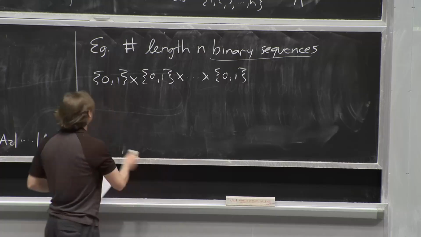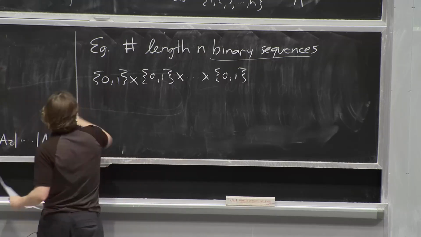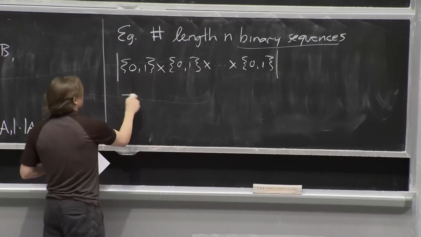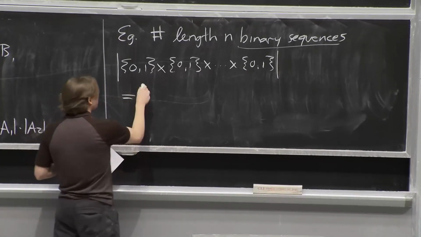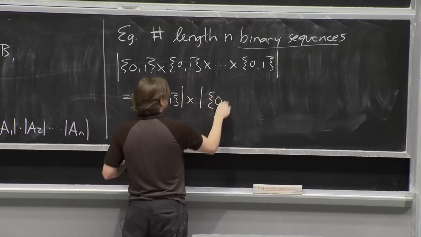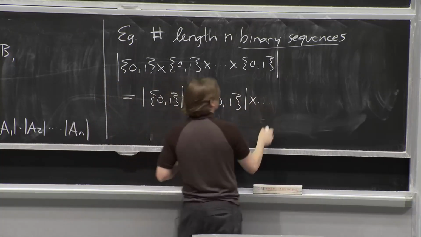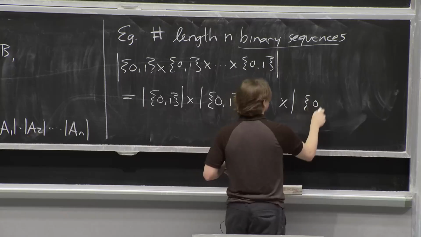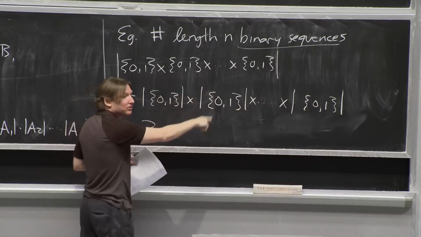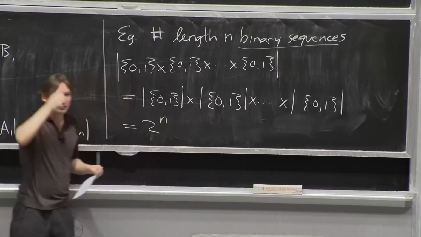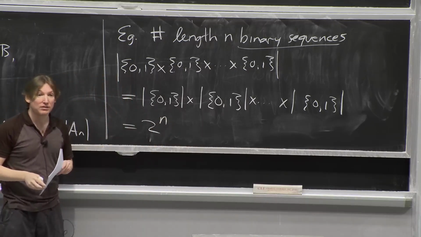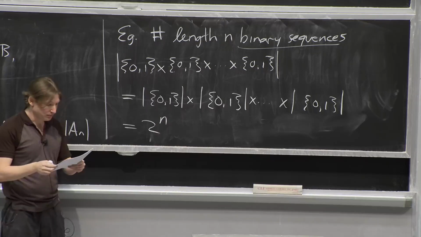And the general version of the product rule says that the size of this set is just the size of {0, 1} times the size of {0, 1}, all the way down, which is 2 times 2 times 2 times 2, n times. So there are 2 to the n binary sequences of length n. Does that make sense? Wonderful.